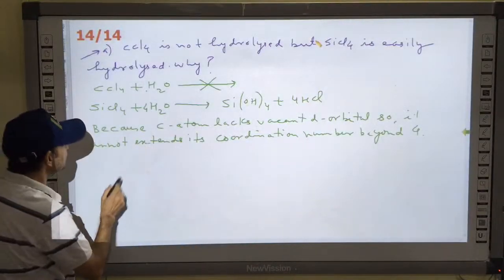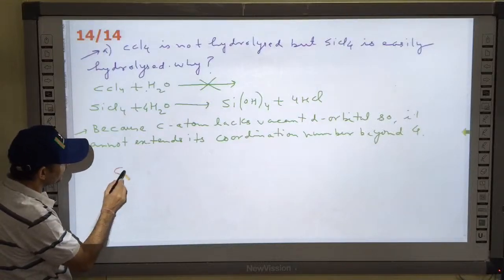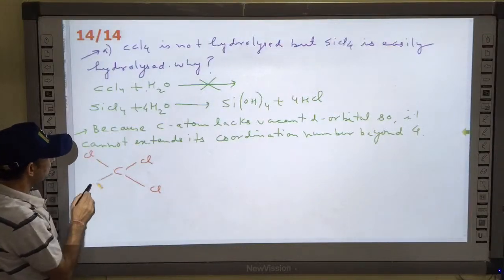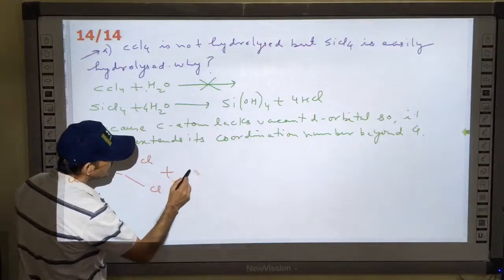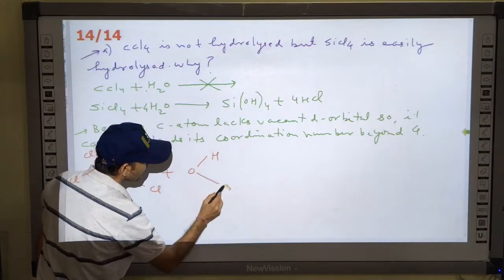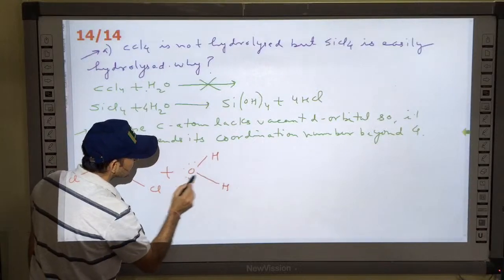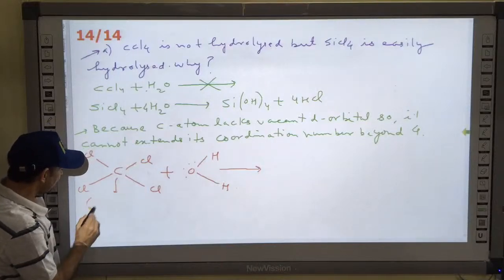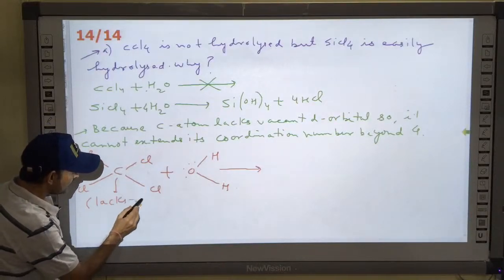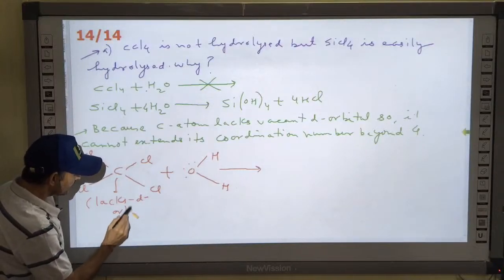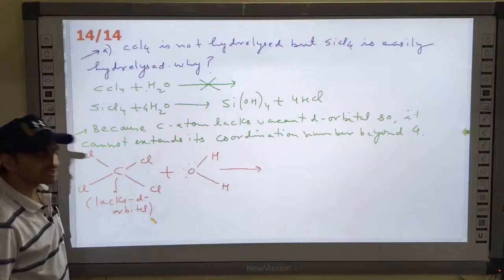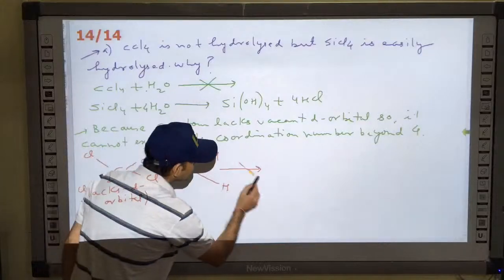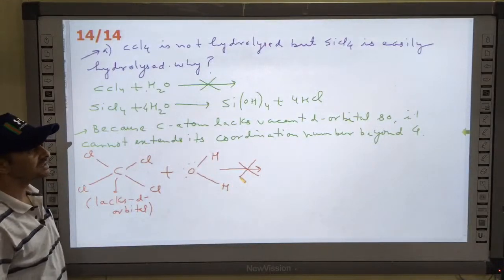If we write the reaction, you see over here, this is carbon, 1 Cl, 2 Cl, 3 Cl, 4 Cl. It is combining with water. This is a water molecule. Now, this carbon lacks d orbital. It does not have d orbital, so this carbon cannot take the electron pair of oxygen. Hence, this reaction is not going to take place. It will not occur.